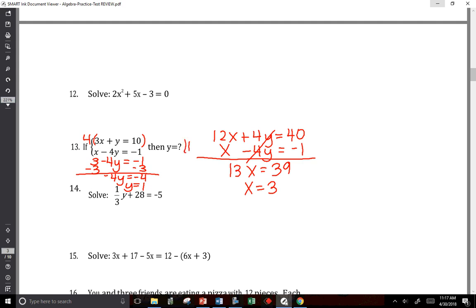Okay, 14, first step is going to be to subtract 28 from both sides. So I have 1/3 y equals negative, is that 33? Is that right? Okay, and then we would need to multiply both sides by 3 to get rid of the 1/3.